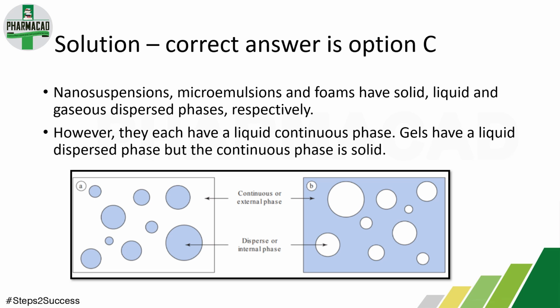Gels have a liquid dispersed phase, but the continuous phase is solid. So what they want to say is that the gels, pharmaceutical gels, their dispersed phase is liquid. That is the internal phase, while the external phase is solid.